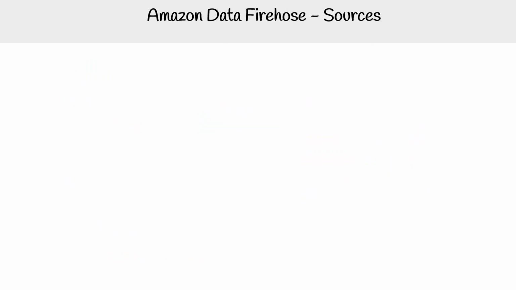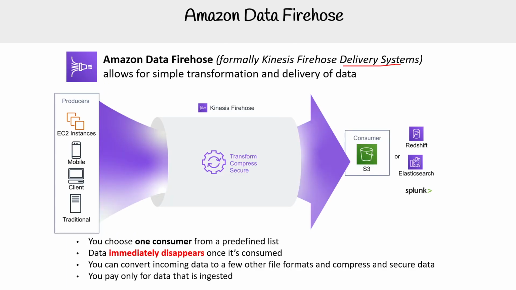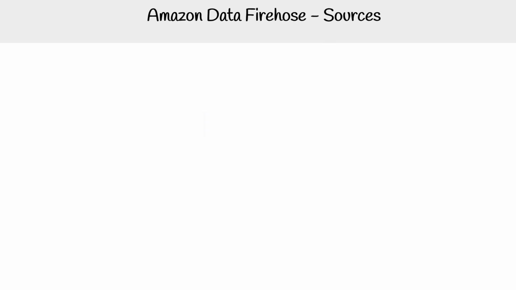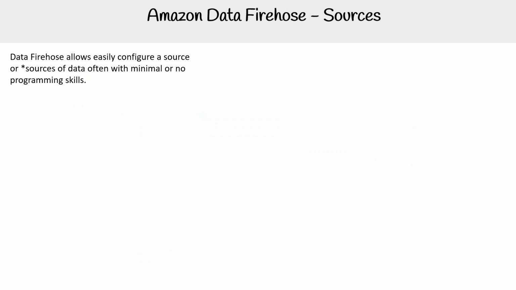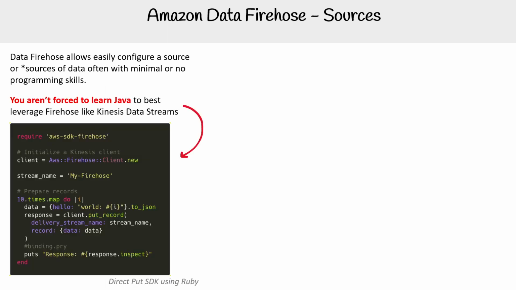So sources basically here are the producers, okay? They call the sources producers, and the destinations are the consumers, okay? So Data Firehose allows you to easily configure a source or sources of data, often with minimal or no programming skills. I said earlier that they only let you choose one in the UI, but technically there could be multiple sources, because multiple services could actually deliver data just like data streams to your Firehose. So technically there's multiple sources, but when you're configuring it, it looks like you can only do one. You aren't forced to learn Java to best utilize Firehose because you're just using the SDK.